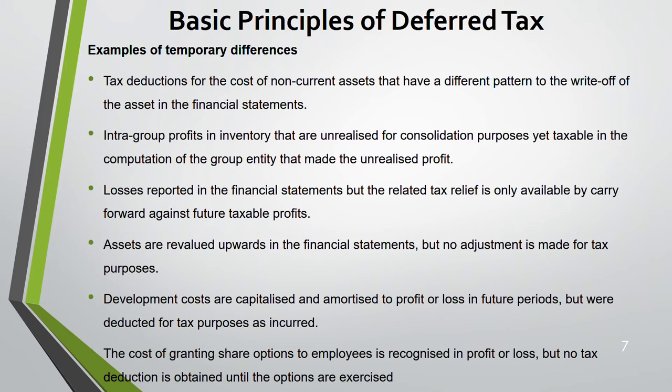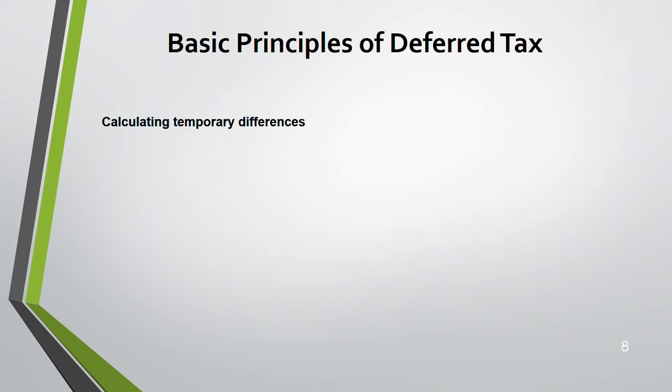Cost of granting share option. Once you grant the share option, it is recognized as an expense in the profit and loss. But tax deduction is not obtained that time. Tax deduction is obtained when the options are exercised. Options will be exercised in the future, let's say in 2 or 3 years. So that time temporary differences will come. Now, how do you calculate these temporary differences?